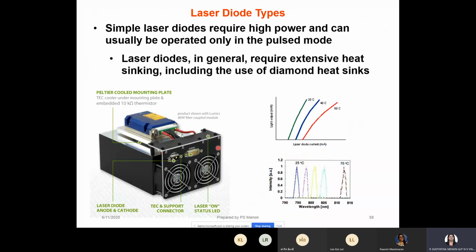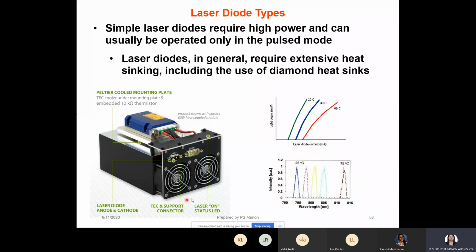Laser diode types. Some simple laser diodes require high power, and they can usually be operated only in the pulse mode. Pulse mode means on off. There's light, there's no light, there's light, there's no light. Laser diodes in general require extensive heat sinking, including the use of diamond heat sink. You use diamond because it can dissipate heat a lot.